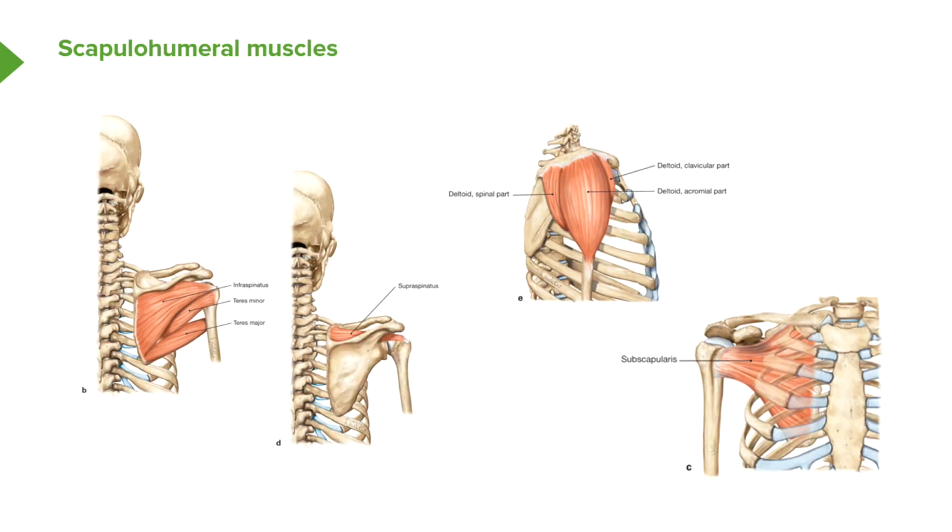Okay, now let's move on to what are known as scapulohumeral muscles. These are muscles that are running from the scapula and passing towards the humerus.